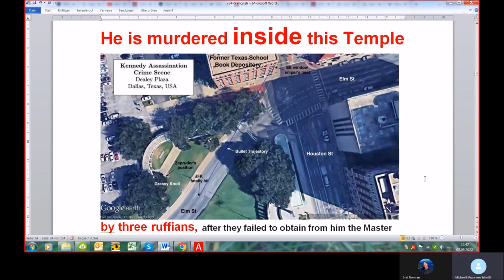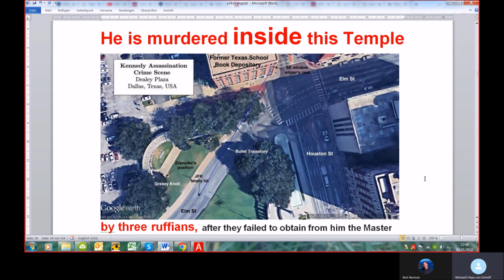And this is Dealey Plaza. According to the ritual, there's only one possibility, and this is the murdering inside the temple, because he was the chief architect of that temple. Of course, JFK was not the chief architect of that temple, but they don't care, because it has to go according to the laws of Freemasonry. Therefore, Mr. John F. Kennedy could not be killed in Fort Worth. He could not be killed on Main Street in Dallas, Texas. He must have been killed inside the temple.